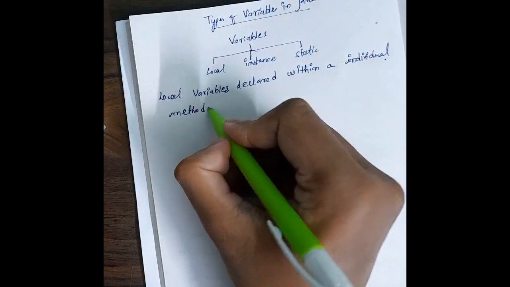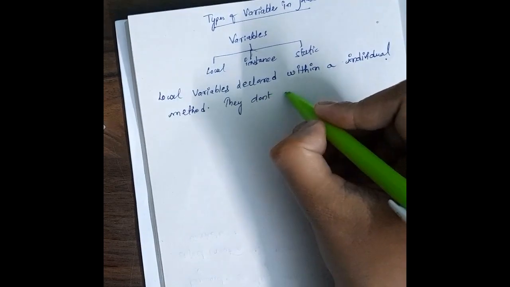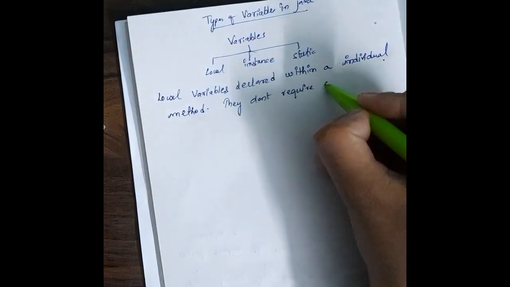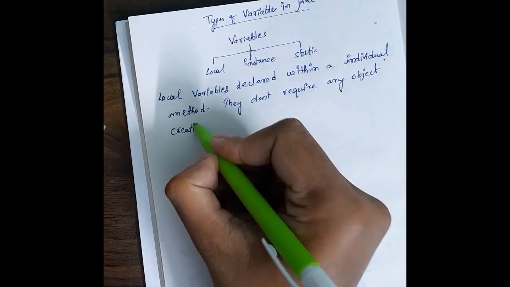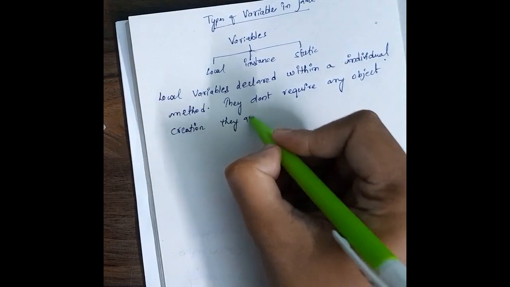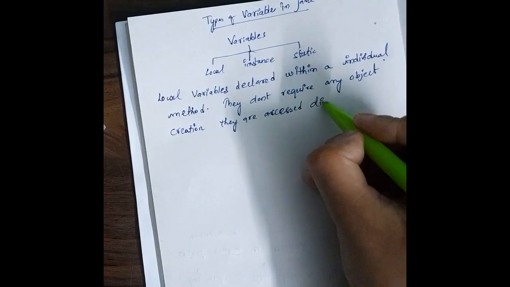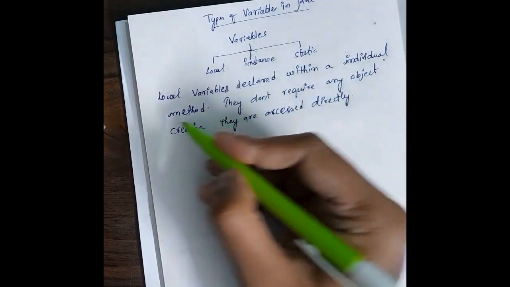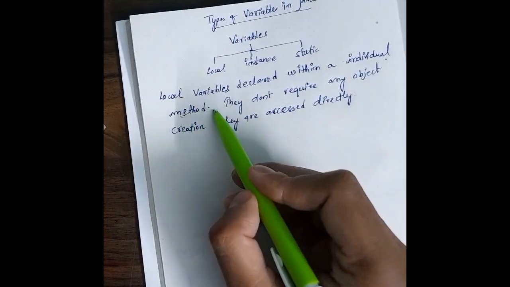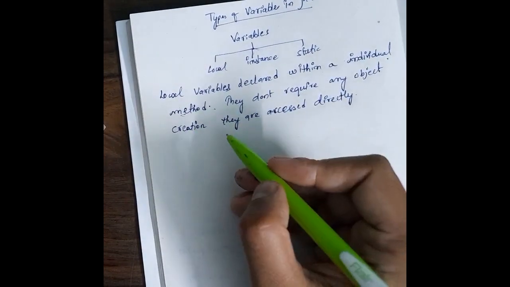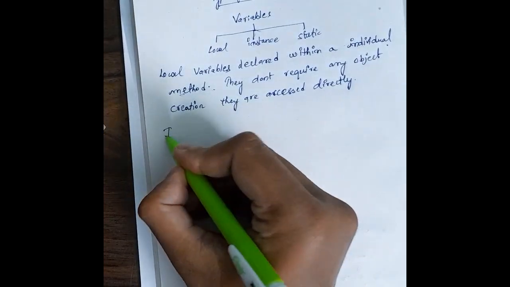Okay, so they don't require any object creation. They are accessed directly. Okay, so local variables don't require any object creation. They are declared within an individual method. So the next one is instance variables.